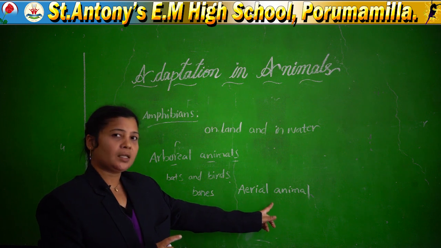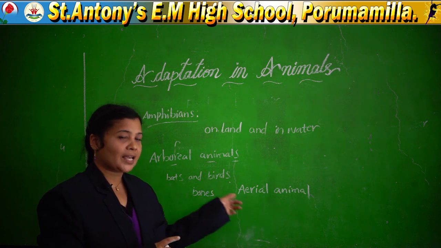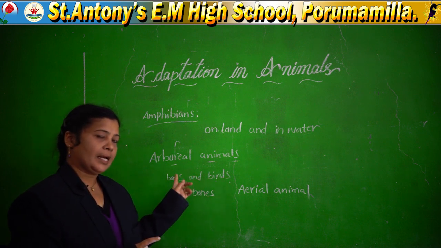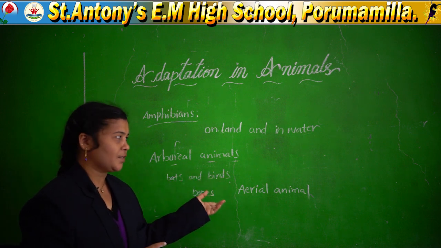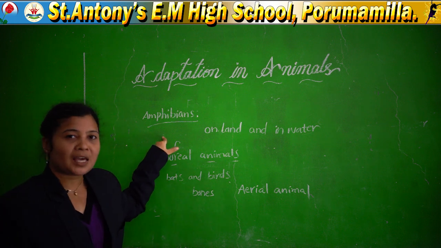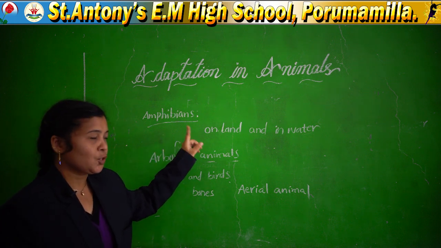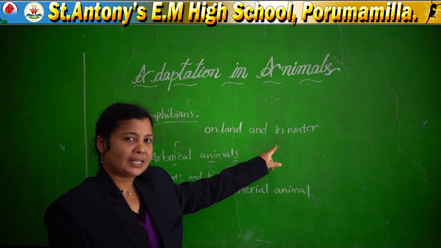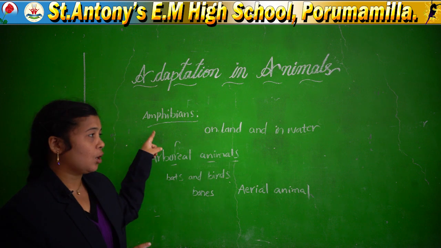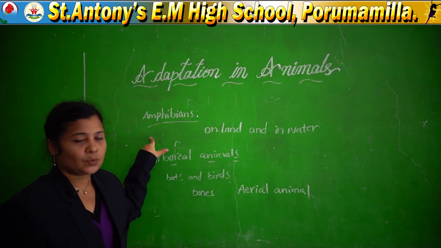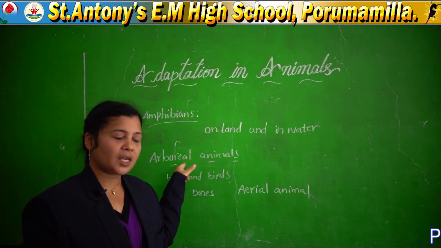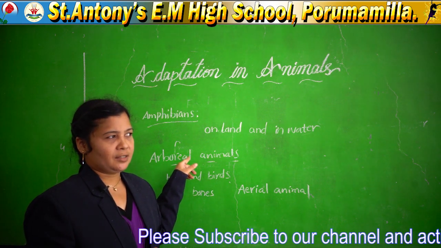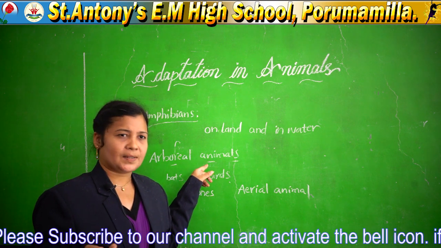What are we calling aerial animals? What are the examples of aerial animals? Birds and bats, many organisms. What are amphibians? The animals which live on land and also live in water are called amphibians. What are the examples of amphibians? Frogs, toads, salamander and crocodile, etc.